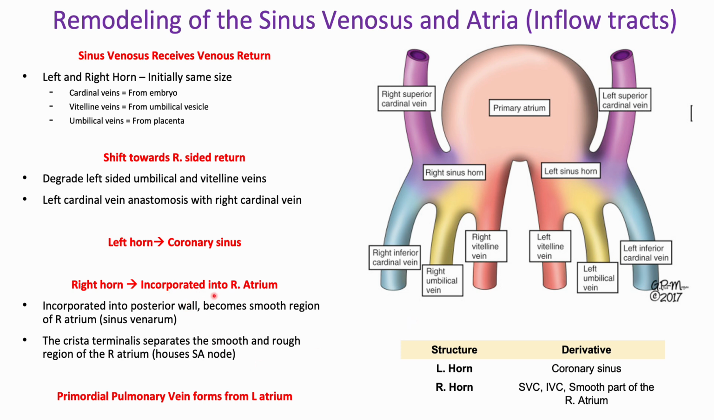Part of it is going to be incorporated into the right atrium. Specifically, those smooth regions in the posterior wall are going to be contributed by the sinus venosus, not the atrium itself. And then the crista terminalis is a ridge that separates the smooth region and the trabecular portion of the right atrium, and that's where the SA node is going to be housed. But again, that right horn is going to develop into the superior vena cava, inferior vena cava, and then the smooth part of the right atrium. Around the same time, we know that the left atrium also needs to receive blood from the lungs. So we're going to start to see those primordial pulmonary veins from the left atrium extending out to the developing lungs, so that way you can receive blood flow from the lungs as well.